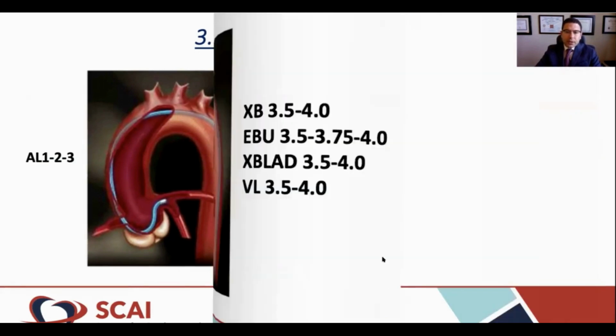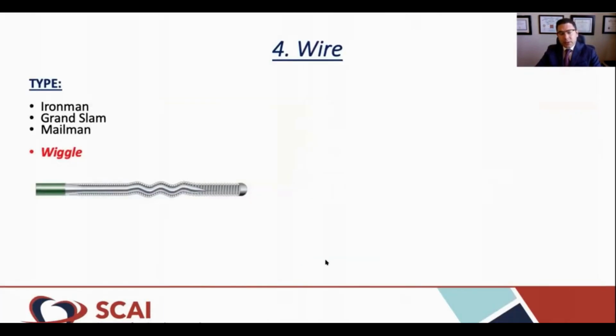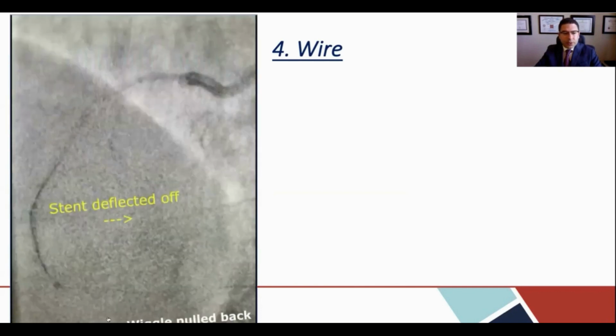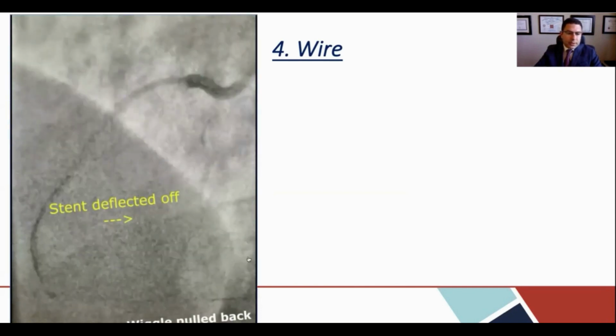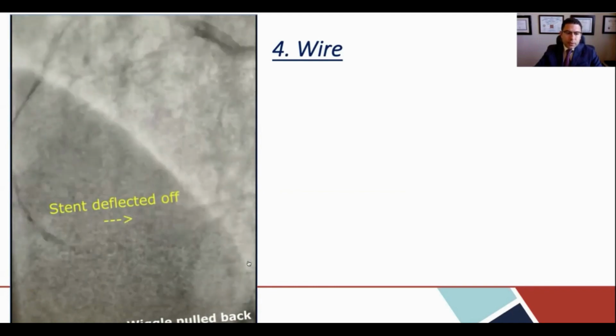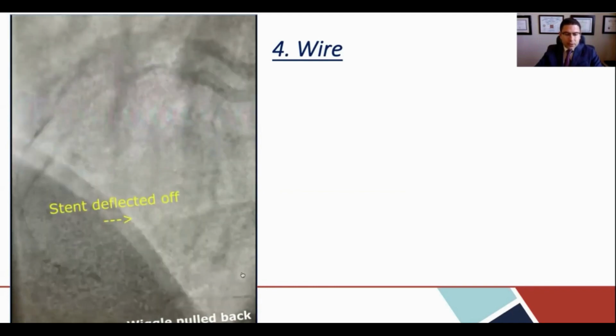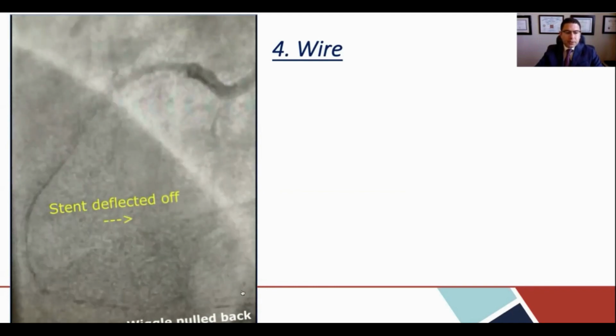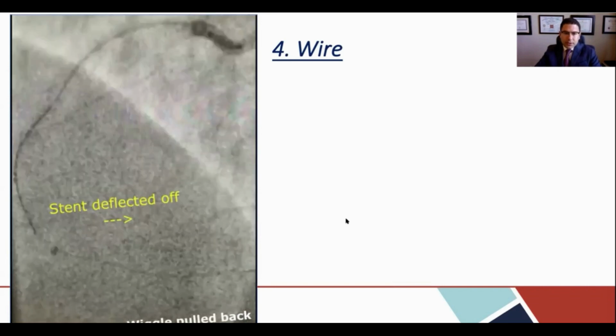And getting to the wire, of course, we want to choose a very supportive wire, but we're going to be facing pseudo lesions with straightening of those coronaries, which can lead to ischemia. One of my favorites is the Wiggle wire, and I'm going to show you a little video here where the stent is actually being advanced as the Wiggle wire is being pulled back, so that push and pull gets the stent to a distal destination.